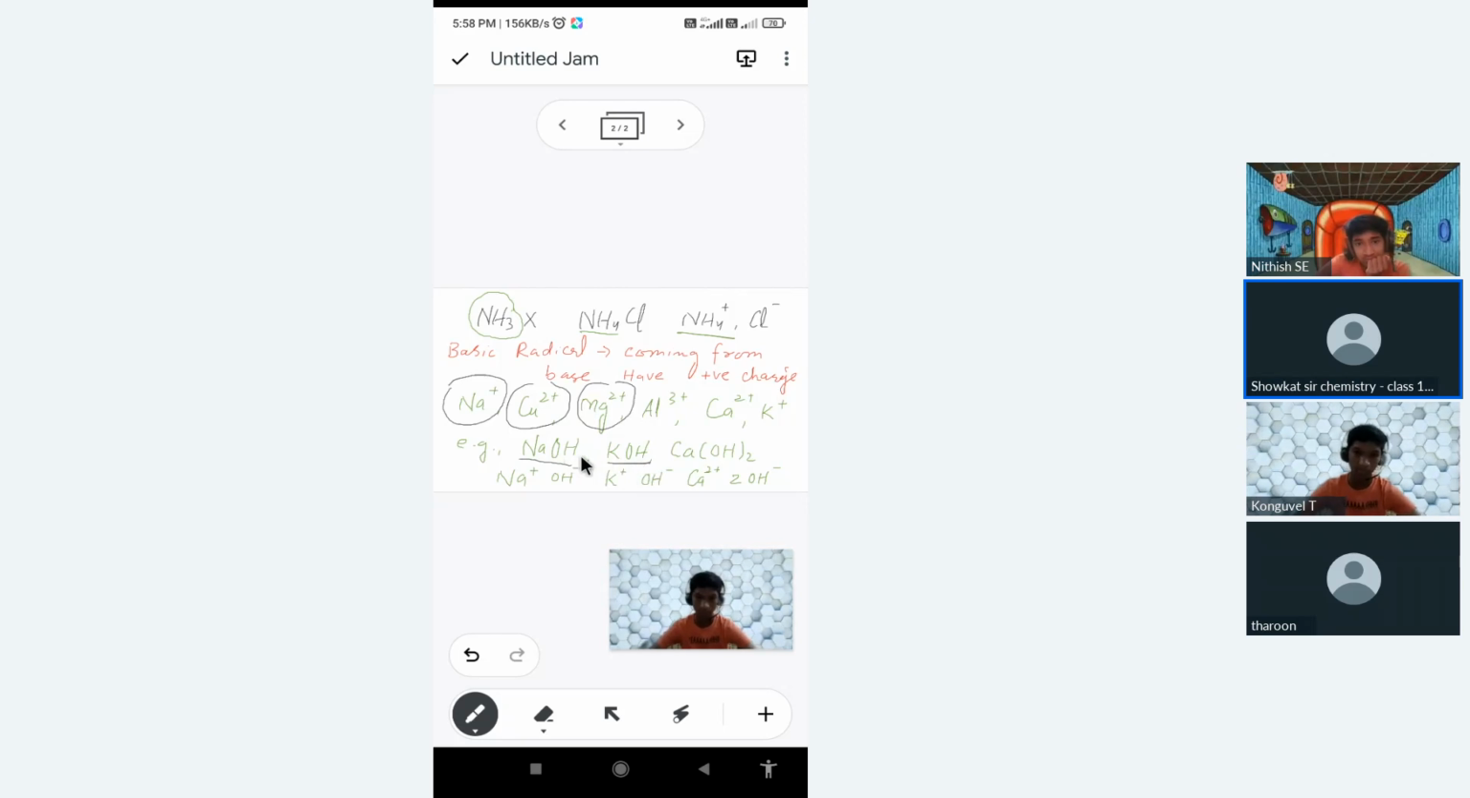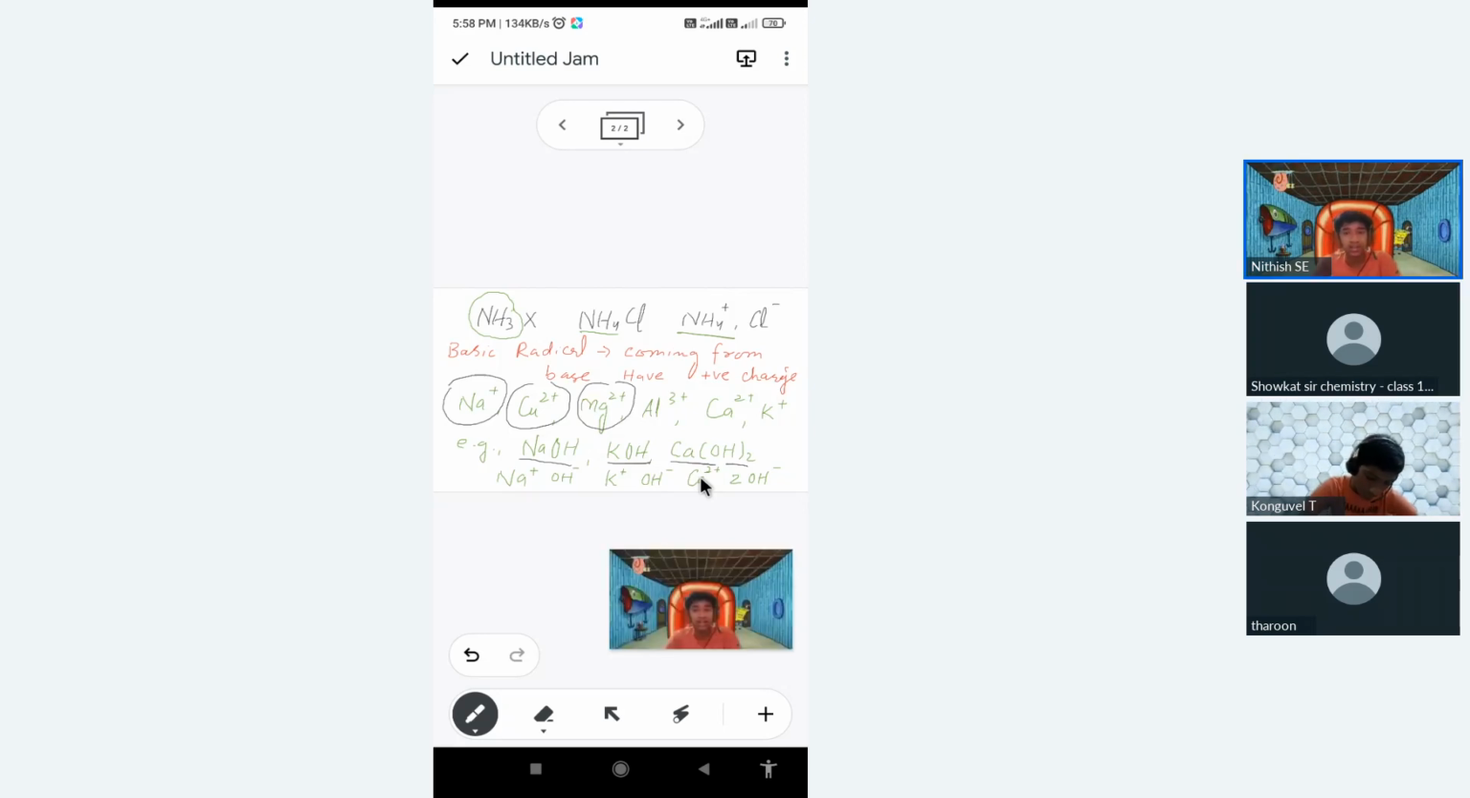We are having NaOH, it is a base. KOH, potassium hydroxide, it is a base. Calcium hydroxide, it is also a base. So definitely these are your basic radicals. That means these are actually coming from the basic part, from the base. Only bases give basic radicals. Acidic radicals will just come from the acid, and basic radicals will come from the base.